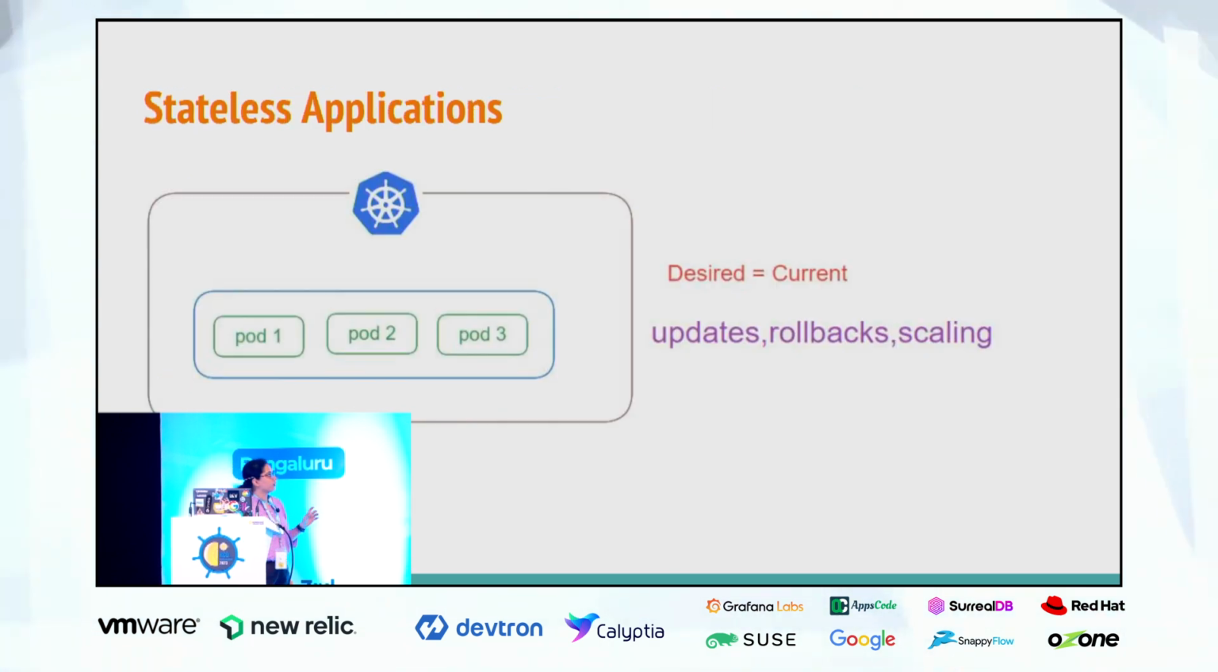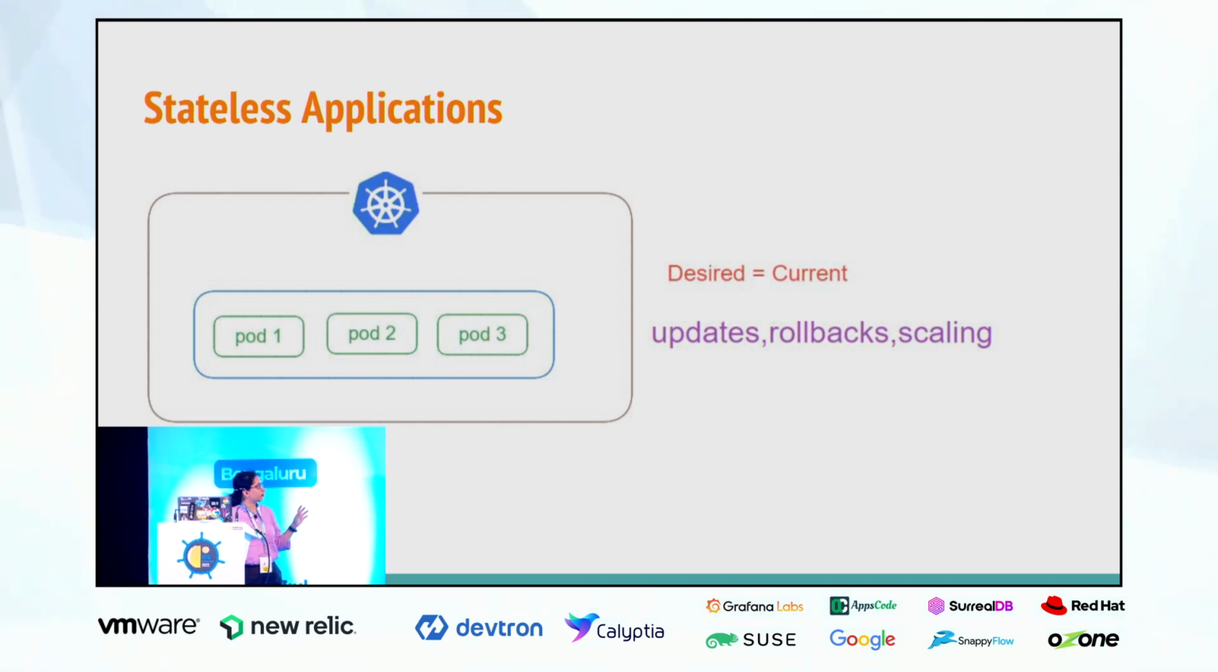So let's take an example of a stateless application. Let's say a deployment where we deploy 3 replicas of a pod. When we deploy a new release or want to scale our application, or any one of your replica pods gets deleted, automatically a new one gets created to maintain that desired state equal to the current state. The deployment controller takes care of that.